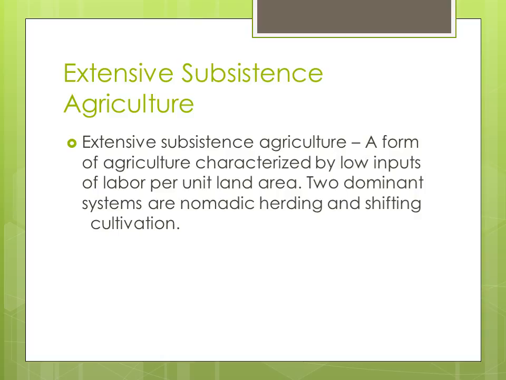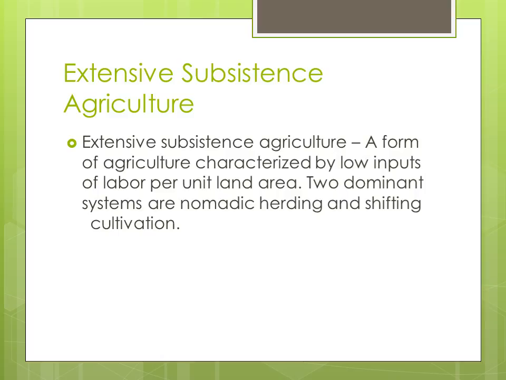So let's get started. We start out with subsistence agriculture. That's most of what we're going to be talking about tonight. But we start out with a specific type of subsistence agriculture, and that is extensive subsistence agriculture. And we have a definition. A form of agriculture characterized by low inputs of labor per unit land area. Two dominant systems are nomadic herding and shifting cultivations.